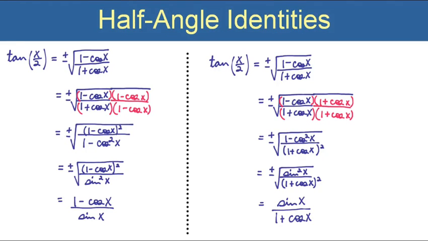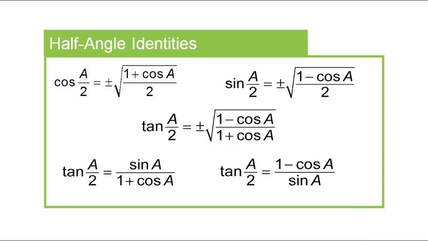So here are all of our identities that we have created so far. We have the cosine of half an angle, the sine of half an angle, the tangent of half an angle. Notice that all of these contain radicals, therefore their signs must be determined by the location of the half angle. Not the location of A, but the location of A over 2. And then we have these two alternate forms of tangent of A over 2. Both of these are probably going to be nicer and easier to use than that first one.